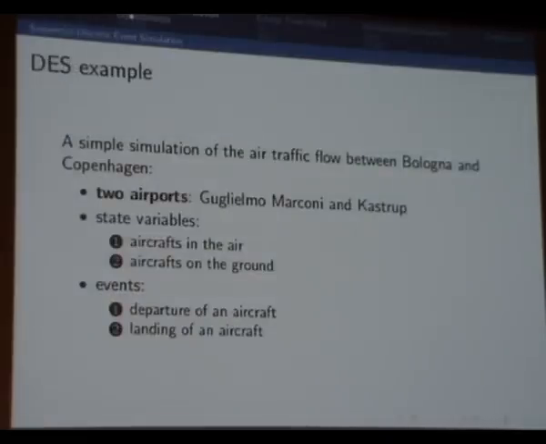So this is a really simple example. Imagine that we want to simulate the traffic flow from two airports, the Guglielmo Marconi, that is in Bologna, where I come from, and the other one is the Copenhagen airport. So we will have for each airport two state variables, the aircraft in the air and the aircraft on the ground, and two kinds of event, that is the departure of an aircraft and the landing of an aircraft. This is a very basic example just to show you what a discrete event simulation is.